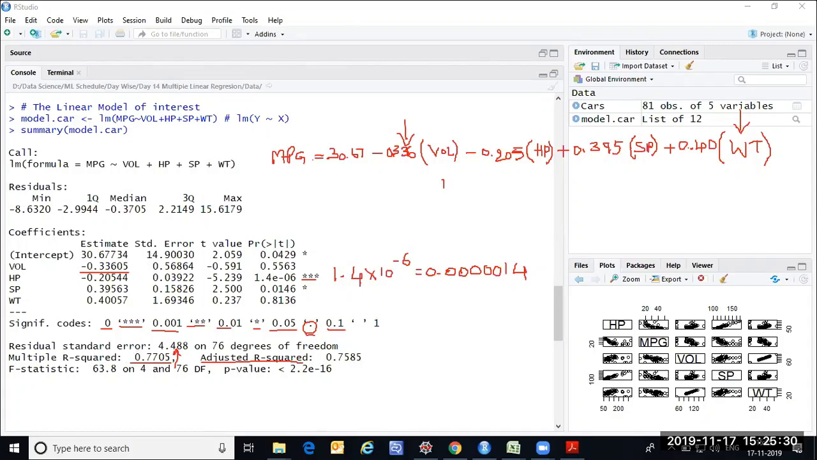Whereas when you add a variable which is irrelevant to the equation, your adjusted R squared value starts penalizing the model. If you add a completely irrelevant variable towards the business problem you're solving, your adjusted R squared value starts decreasing.